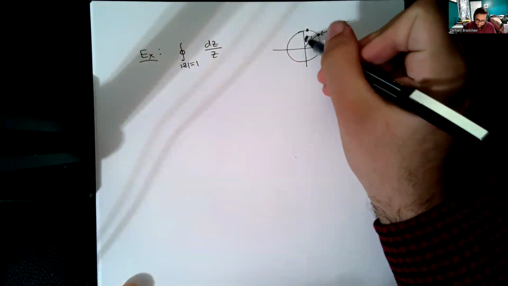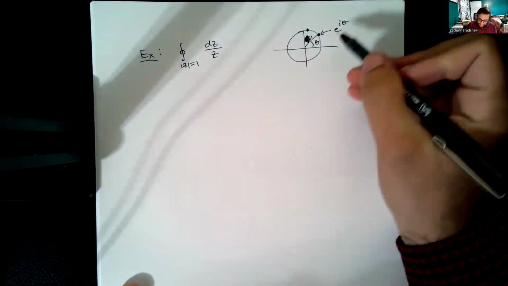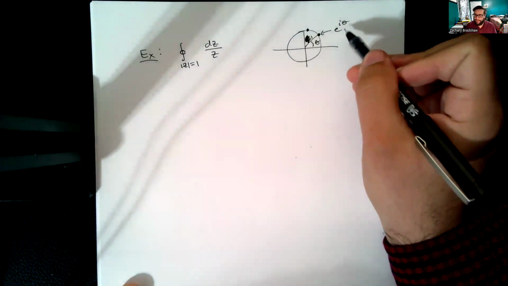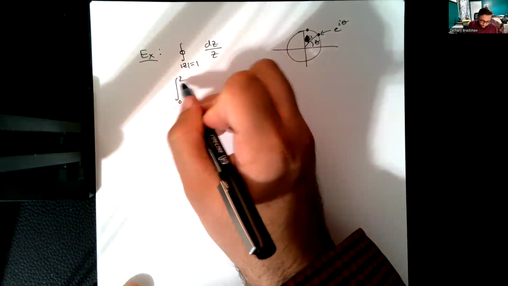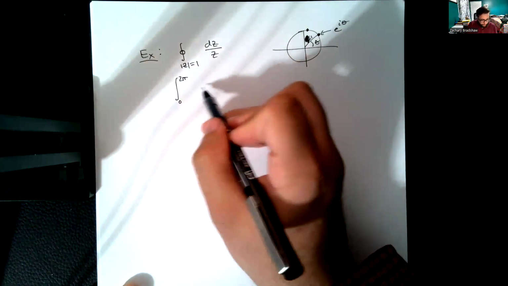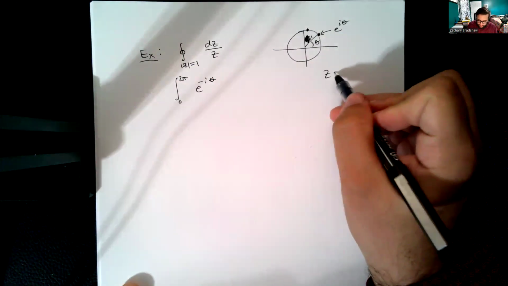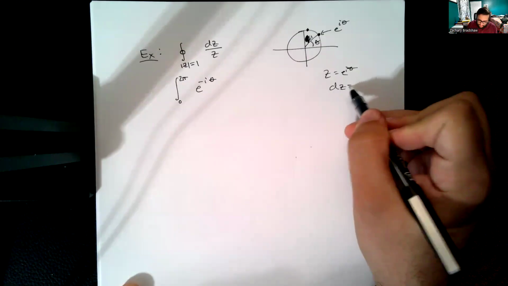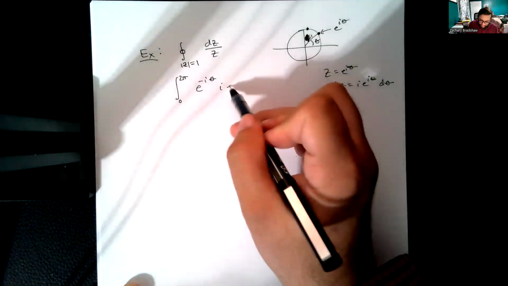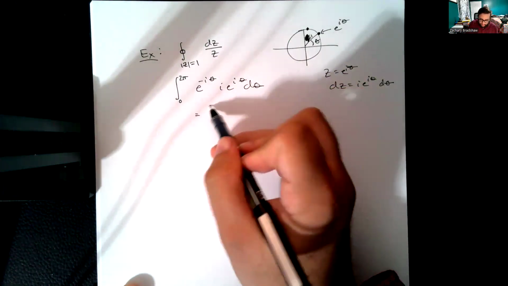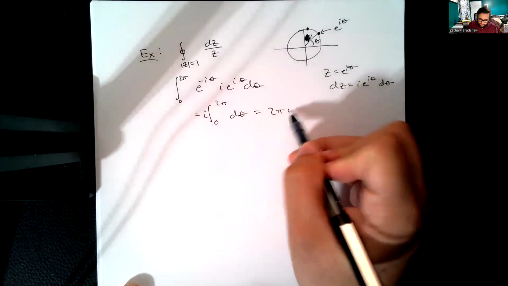I just wrote the theta in the wrong place. Anyway, any point along this circle can be written as e to the i theta. So this is the integral from 0 to 2 pi of 1 over z, that's e to the minus i theta, times dz. Here z is e to the i theta, so dz is i e to the i theta d theta. This is the integral from 0 to 2 pi of i d theta, which of course is 2 pi i.